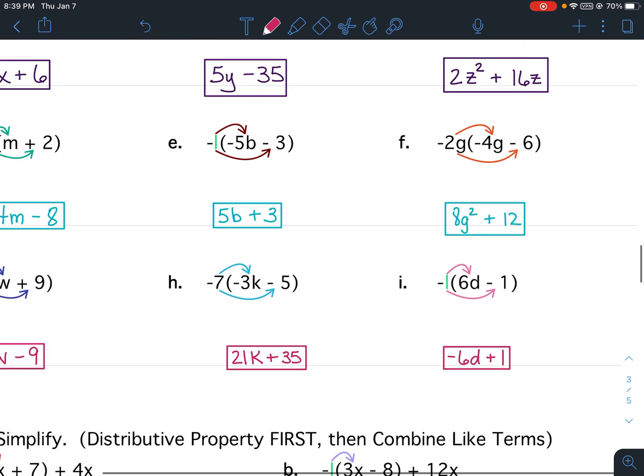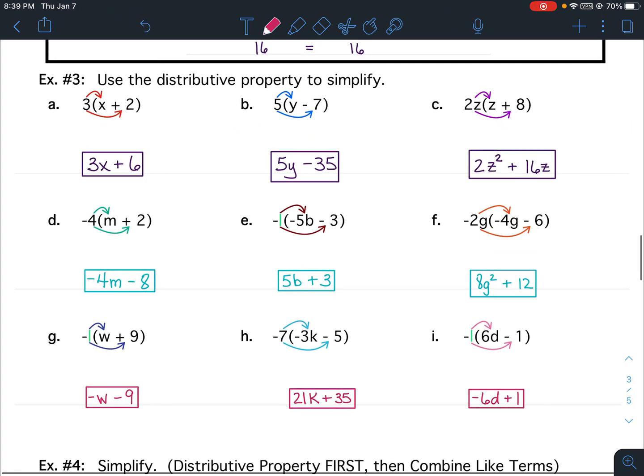And that is it for example 3. If you have any questions on the distributive property, hopefully that was just a quick reminder. You should already know how to do these. If you have any questions, please let me know.